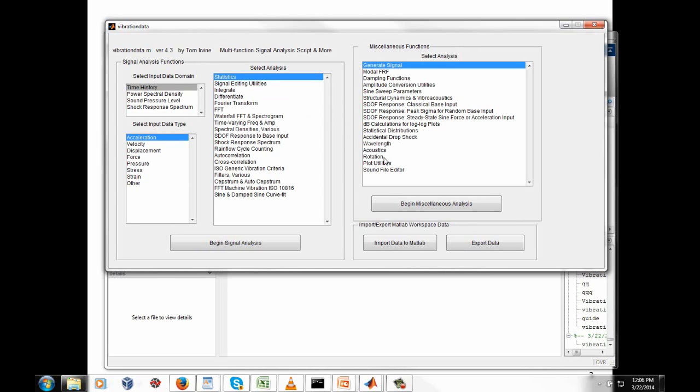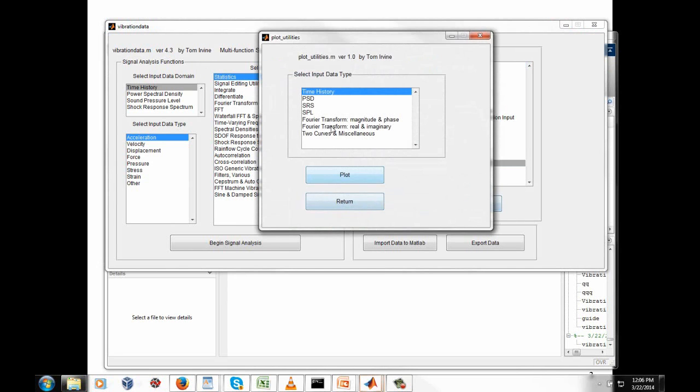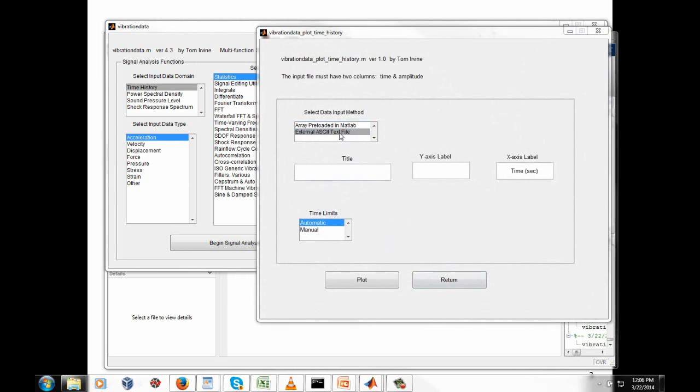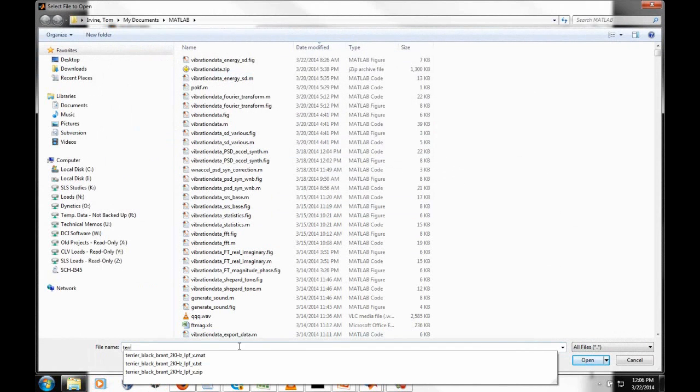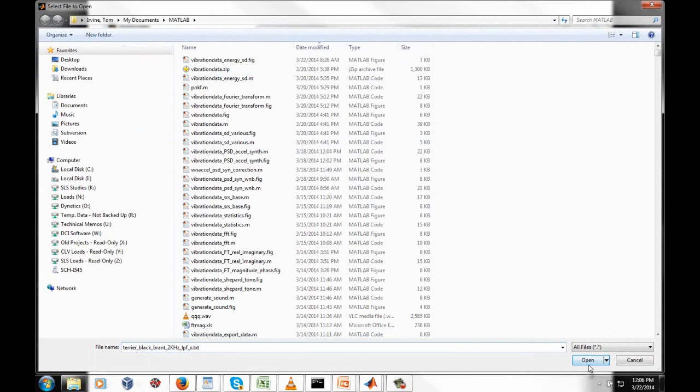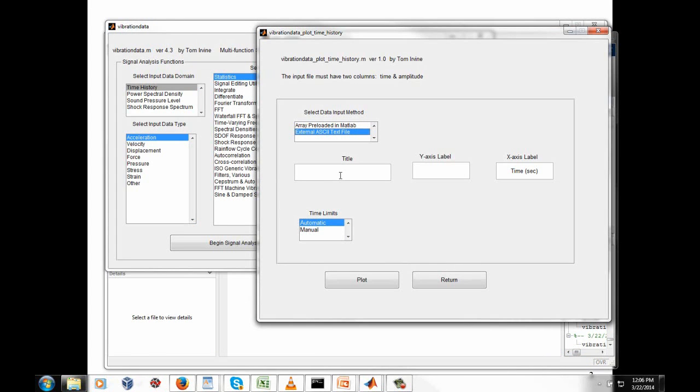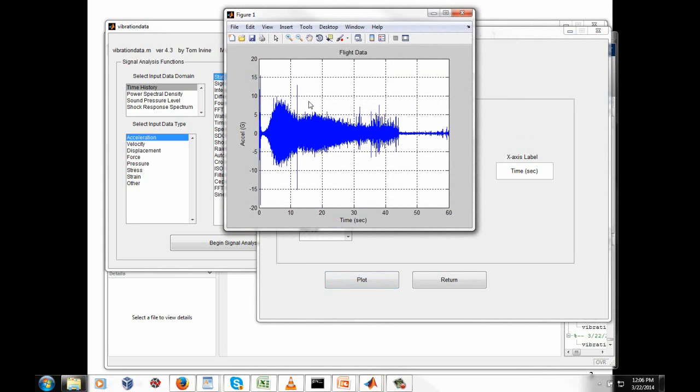So let's go ahead and take a time history plot here of some flight accelerometer data. We're going to go time history data, external ASCII. Then we have the Terrier Black Brant data. So here's the file name here. And then we have, let's see, it's acceleration G. That's going to be the Y unit. And then I'm just going to put flight data for the title. So we plot this up. This is acceleration G versus time in seconds for one of the accelerometers aboard that sounding rocket.